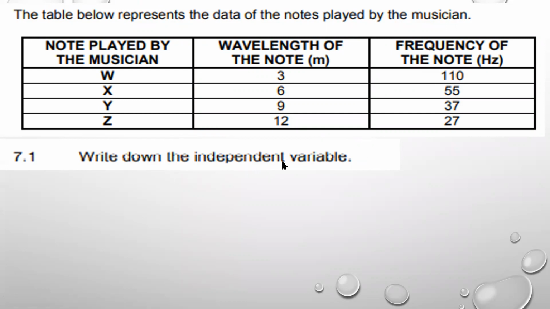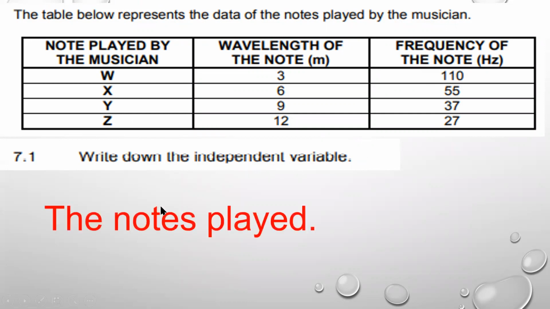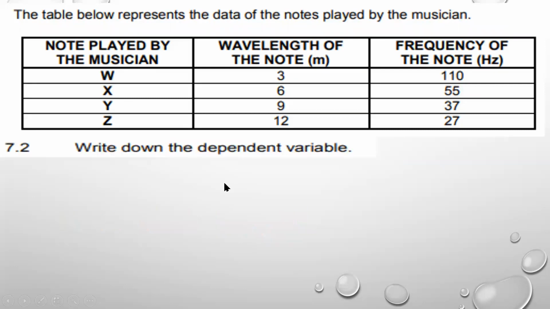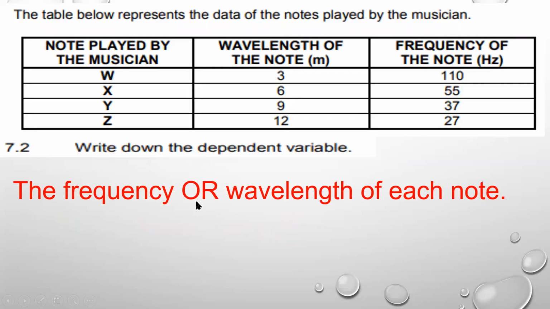So write down the independent variables. Independent variables, of course, notes. Which one can the player control? Okay, and then the rest of them are dependent. You can say frequency or wavelength.